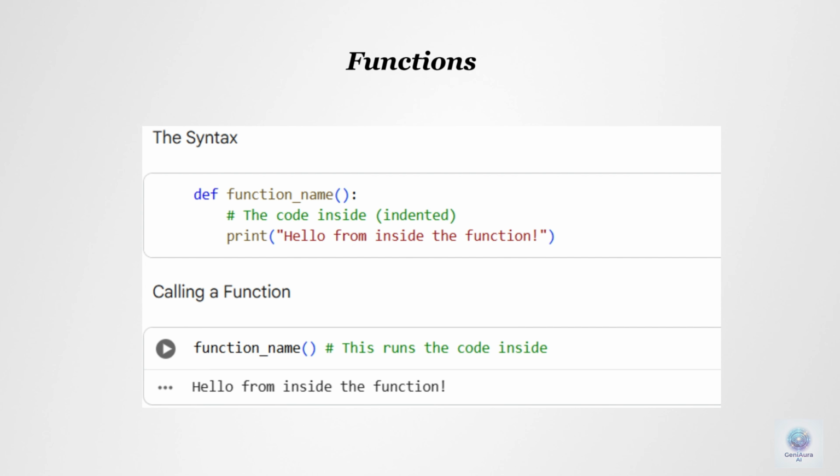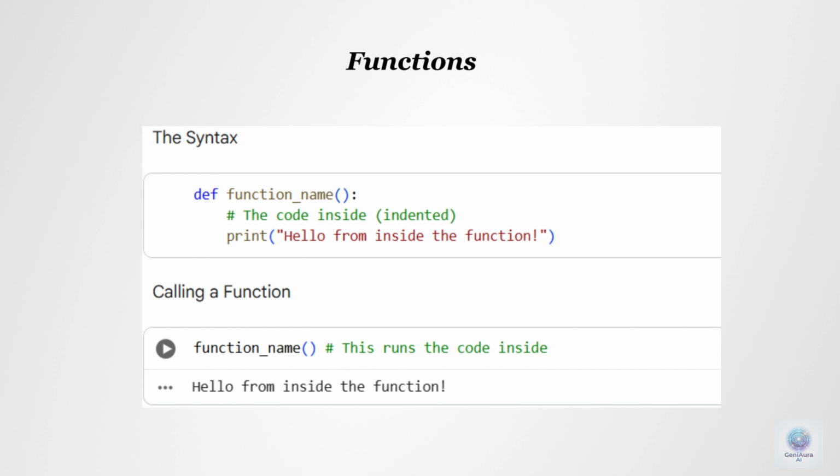Everything tabbed over inside that block belongs to the function. In this case, our function will simply print the message, hello, from inside the function. Now, here is the important part: defining a function doesn't actually run it. If you execute your code now, nothing happens.